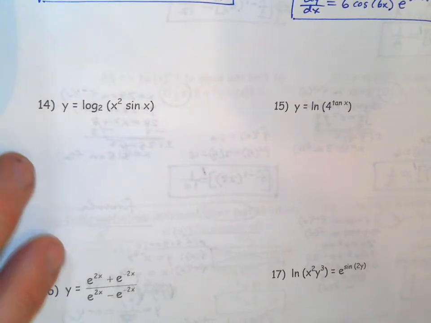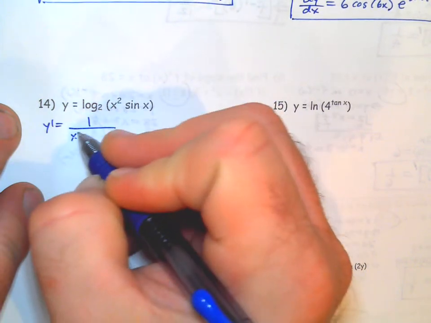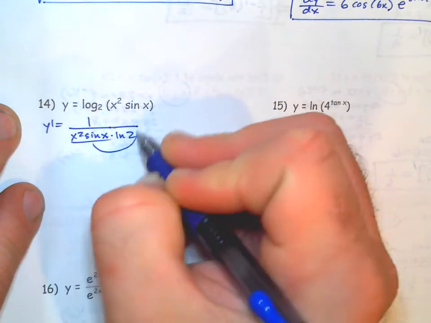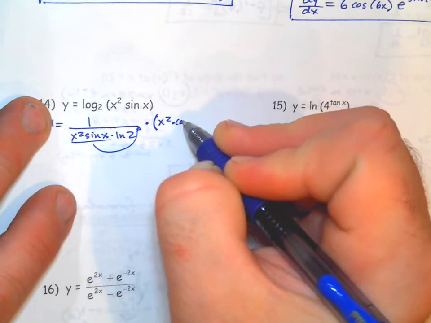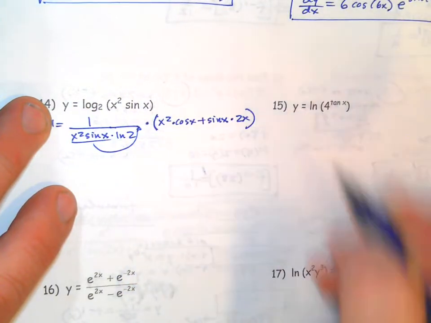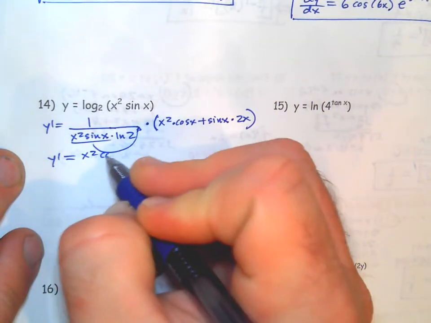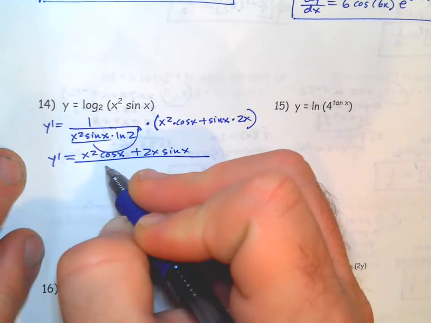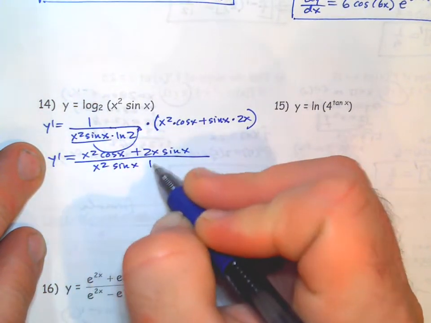Number 14, you could just tack it straight on. y prime equals derivative of any log is 1 over what's inside. But if it has a base other than e, then you need an extra natural log of the base. And of course, you need to do chain rule times derivative of what's inside, which involves a product, so you better put parentheses. x squared times derivative of sine is cosine, plus sine x times derivative of x squared is 2x. And then you could clean it up. x squared cosine x plus 2x sine x all over x squared sine x natural log of 2.